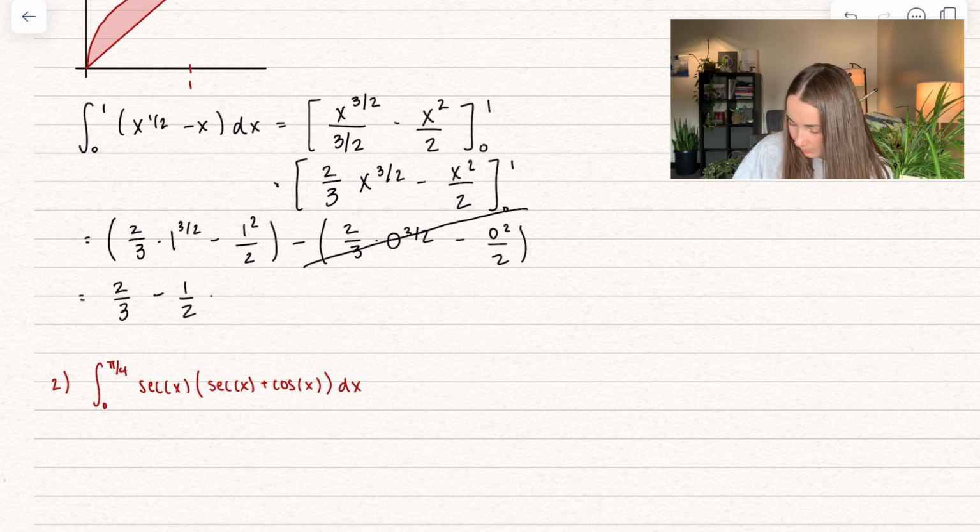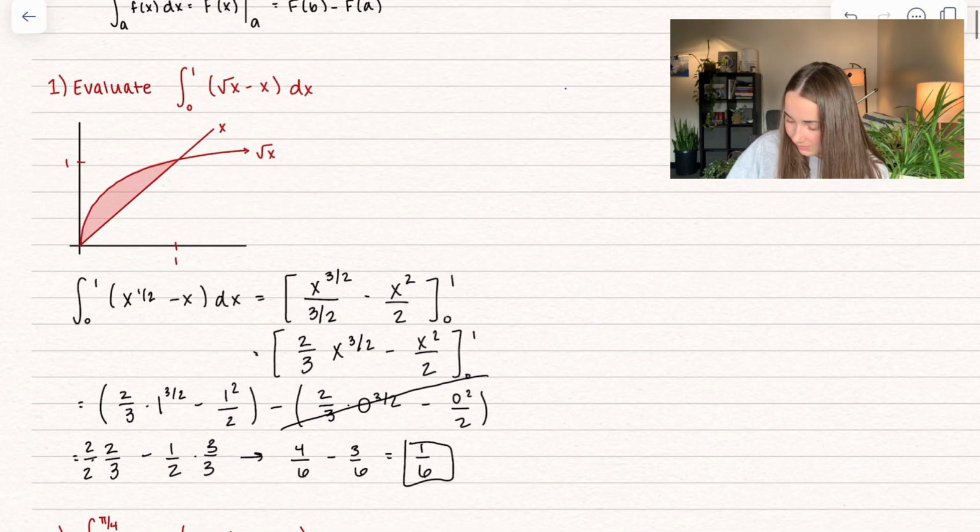So let's go ahead and create a common denominator. I'm going to multiply this by 3/3. I'll multiply this one by 2/2. So here we get 4/6 minus 3/6, which is equal to a value of 1/6. So here we have our area. This little guy right here has an area of 1/6.